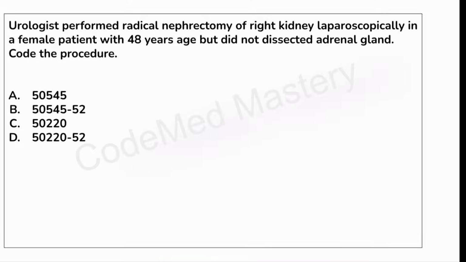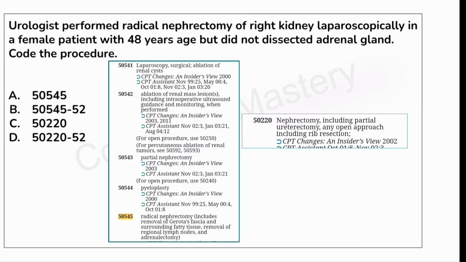Next question. Let us look at the options. In option A and B, the code is 50545, and in option C and D, the code is 50220. 50545 is for laparoscopy, surgical, radical nephrectomy, and 50220 is for nephrectomy including partial ureterectomy, any open approach including rib resection.